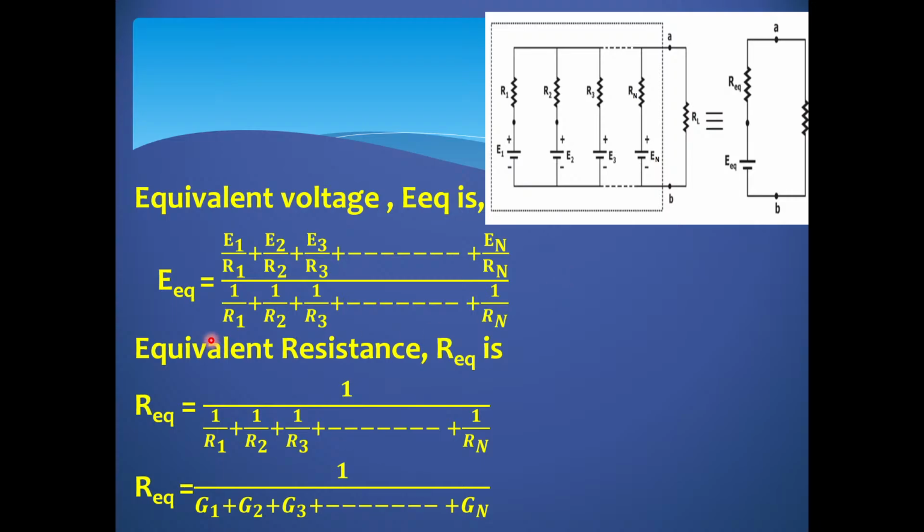I hope these equations are very simple. E equivalent is equal to E1 by R1 plus E2 by R2 plus E3 by R3 up to En by Rn, whole divided by 1 by R1 plus 1 by R2 plus 1 by R3 up to 1 by Rn. Next, the equivalent resistance R equivalent is equal to 1 divided by 1 by R1 plus 1 by R2 plus 1 by R3 up to 1 by Rn. Similarly, instead of R1, R2 up to Rn, you can write 1 divided by G1, G2, G3, Gn.